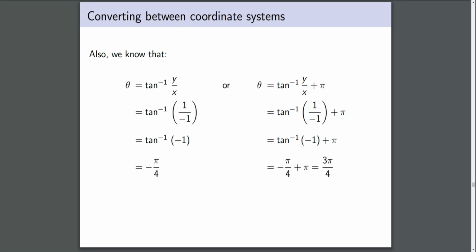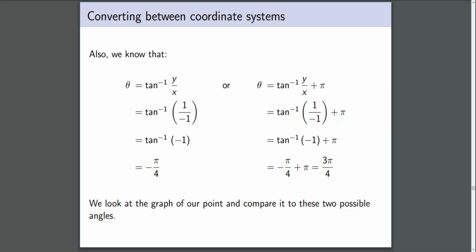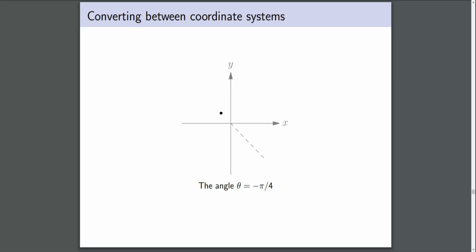We're going to make a graph of both of these possibilities, and we're going to compare it to the location of our point. Remember, we were given our point in xy coordinates. First angle I'm going to look at, -pi/4. So there's the angle -pi/4. There's the point that we're plotting. And you can see that in this case, they're not a match. The point that I'm plotting does not lie on the angle that we're looking at.